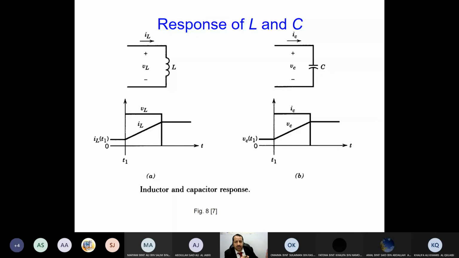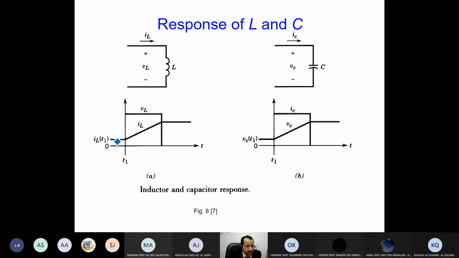Now let's come to remind you about capacitor and inductance. I remember we discussed this in level two in electrical and electronic circuit analysis. What we said at that time is that inductance and capacitor are storage elements. Inductance stores magnetic energy, capacitance stores electric energy. Okay. But how do they behave when we switch on the switch of the circuit?